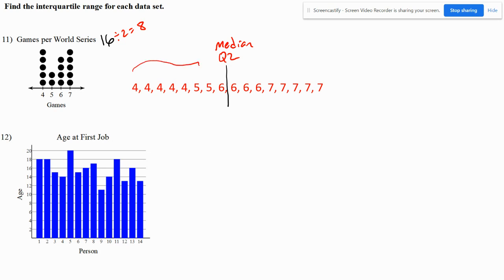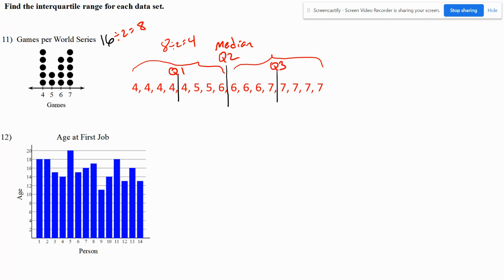So I have 8 numbers on the left. 8 is an even number, right? 8 divided by 2 is 4. So let me draw a line such that I have 4 numbers on each side of my line. And this is what I called quarter 1. Same thing here. Let me draw a line such that I have 4 numbers on each side. And that is what I called quarter 3.